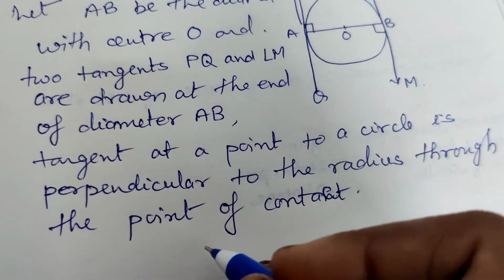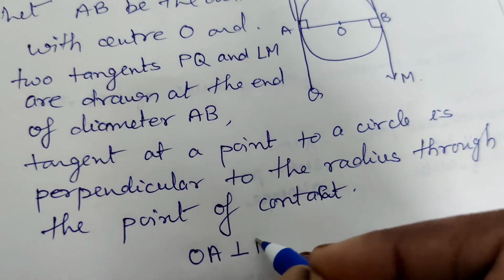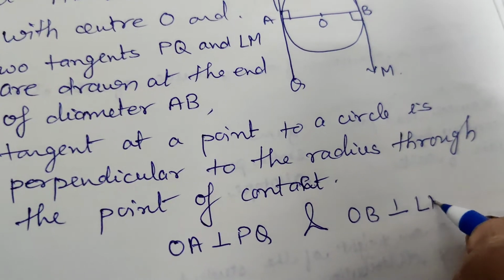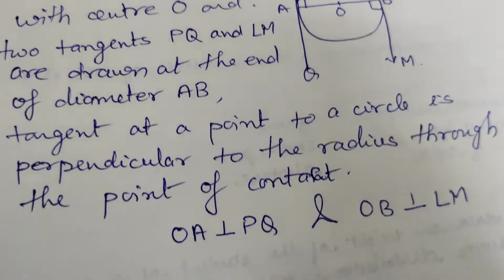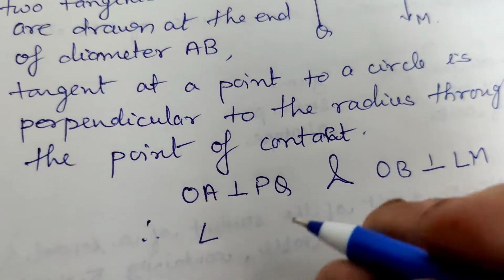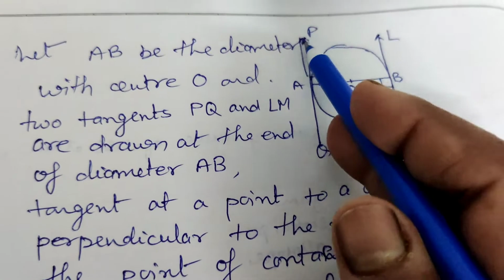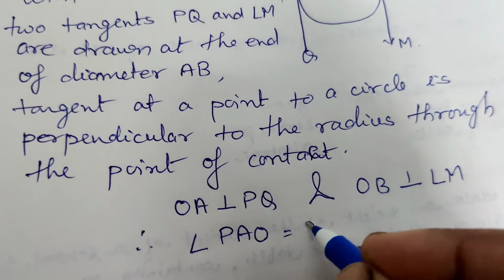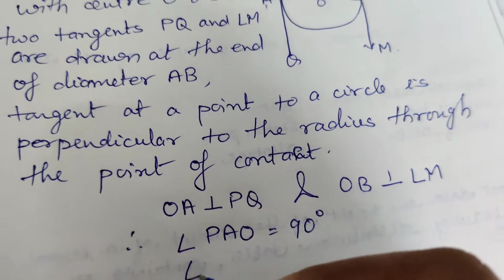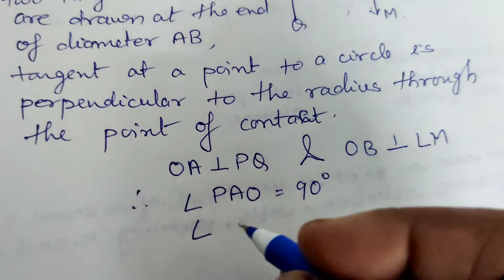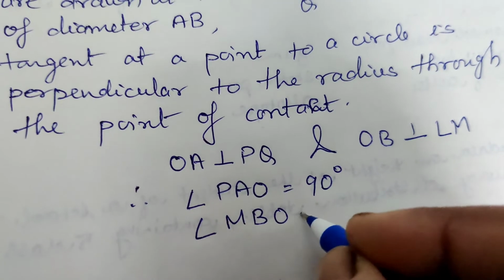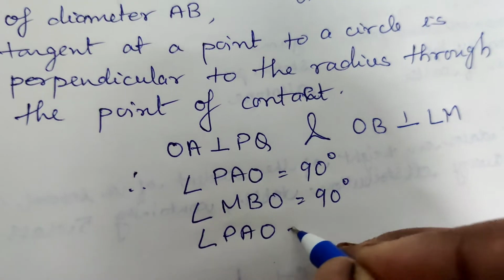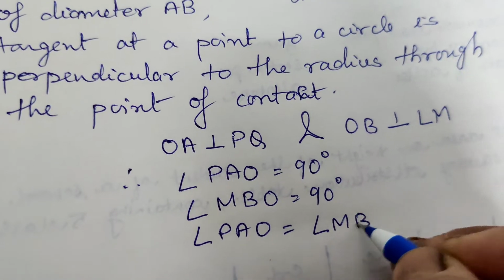Now OA is perpendicular to PQ and OB is perpendicular to LM. These are the two perpendiculars. Therefore, angle PAO equals 90 degrees and angle MBO equals 90 degrees. Both are equal. PAO equals MBO, and the value of both is 90 degrees.